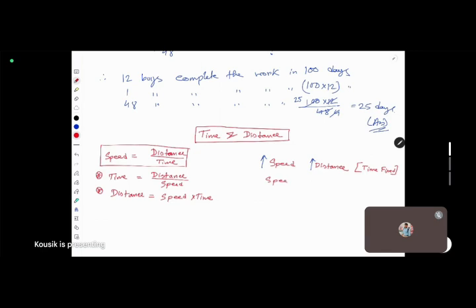Divided by time we get speed, and divided by speed we get time.